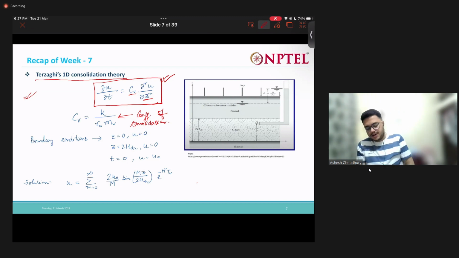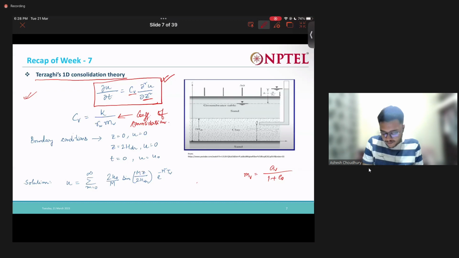It is equal to cv = k by gamma w mv. So k is my hydraulic conductivity or the coefficient of permeability, gamma w is the unit weight of water, and mv is the coefficient of volume compressibility, which is nothing but av by 1 plus e. So this is the coefficient of consolidation.